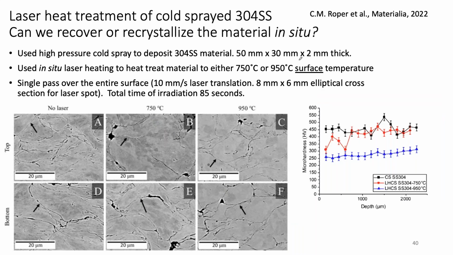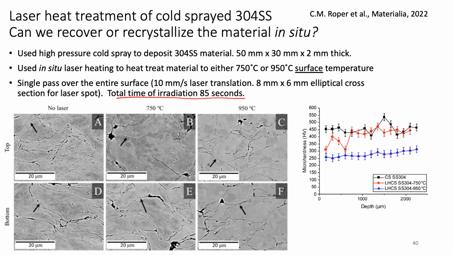So here you see we did a set of experiments where we used cold spray to make 304 stainless steel deposits that are, say, 2 inches long by 1.5 inches wide by 2 millimeters thick. We used in situ laser heating with our optical pyrometer to maintain either a 750 degrees C or 950 degrees C surface temperature. And then we did one single pass to recover the entire surface, moving it at 10 millimeters per second with the laser. And the spot size is about 8 millimeters by 6 millimeters. And it gives us, and this is important, a total irradiation time of 85 seconds.